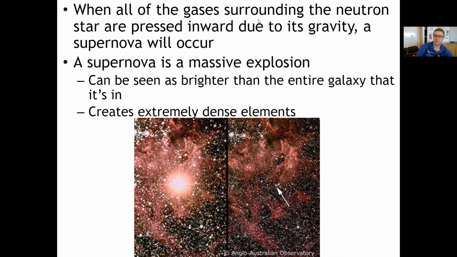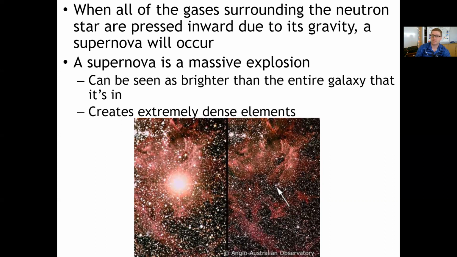When all of the gases surrounding the neutron star are pressed inward because of the gravity, because it's very, very high gravity with this neutron star, it's going to compress in and then explode outward in this huge, massive explosion called a supernova. We can see that these supernovas are even brighter than the galaxy they're in. It's very easy to see these supernovas, and this explosion creates extraordinarily dense elements.